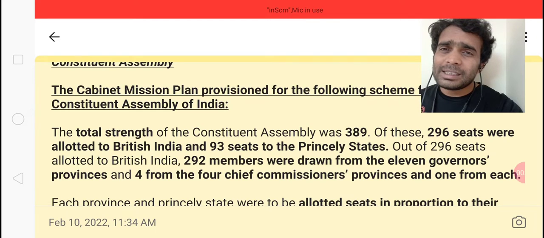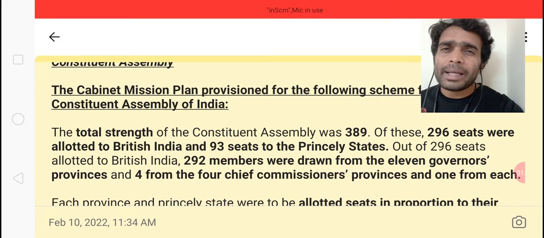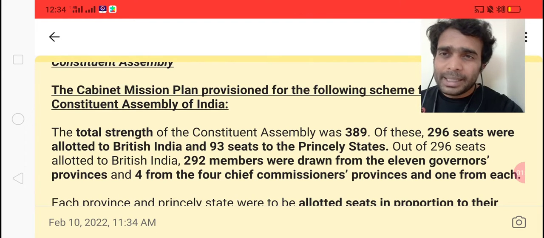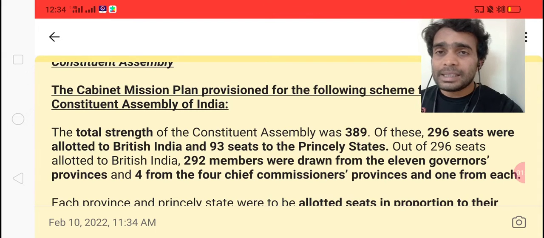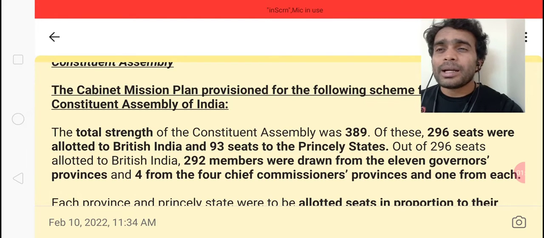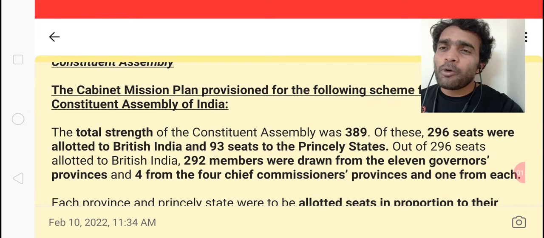So what is this British India? These British Indian provinces are those provinces which were directly governed by the British government. Then there were the princely states. These princely states were governed by the kings of these princely states. Out of these 296 seats allotted to British India, 292 members were drawn from the 11 governors' provinces and 4 from the 4 chief commissioners' provinces.